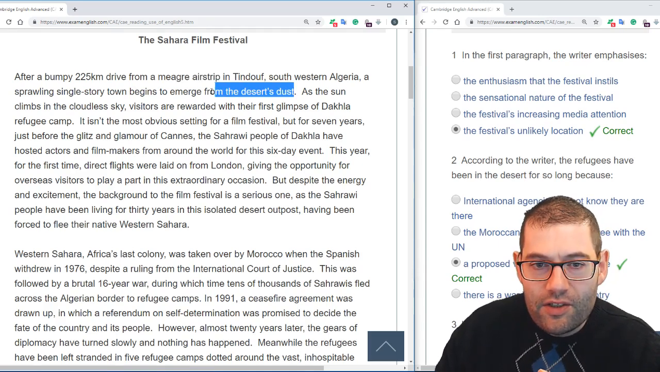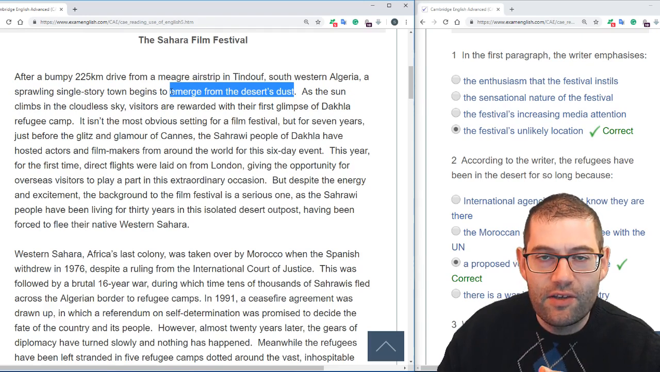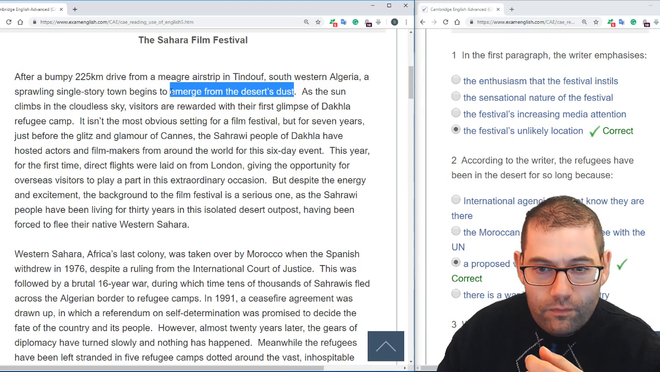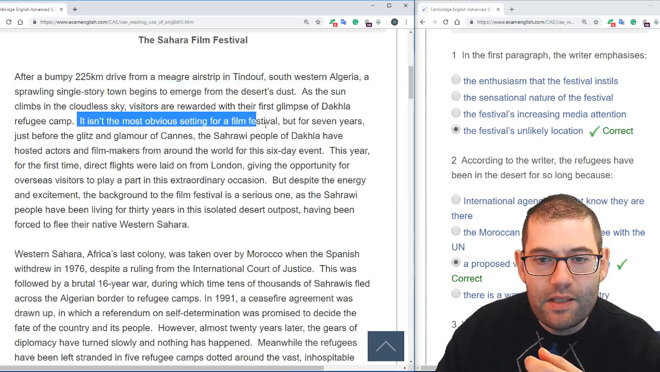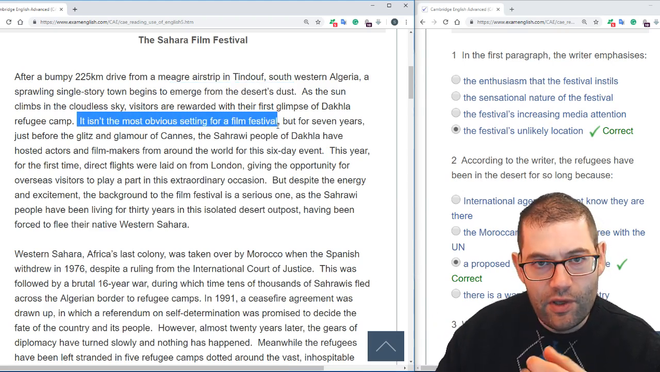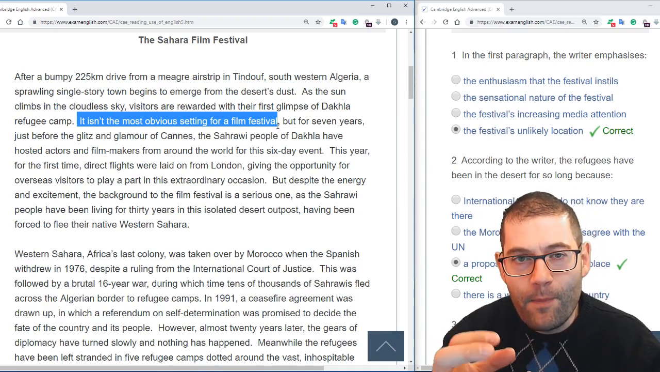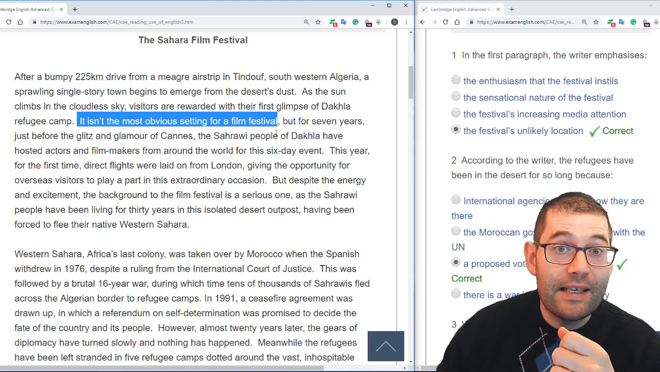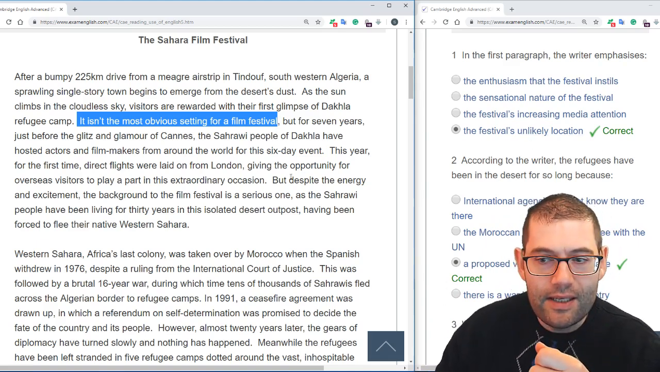And then you've got "emerge from the desert's dust", so it gives you the idea that this place is appearing out of nowhere. And then you've got this bit here, "it isn't the most obvious setting for a film festival". So all of this vocabulary together paints the context that this is in an unlikely location.